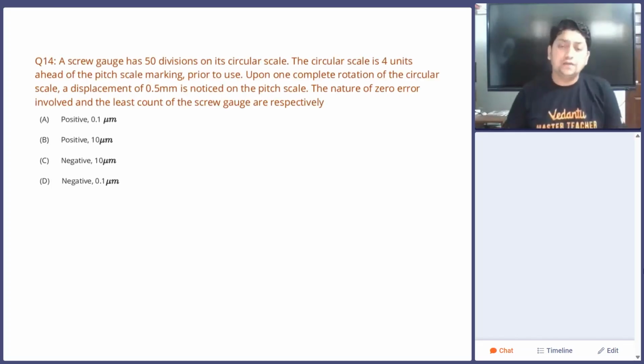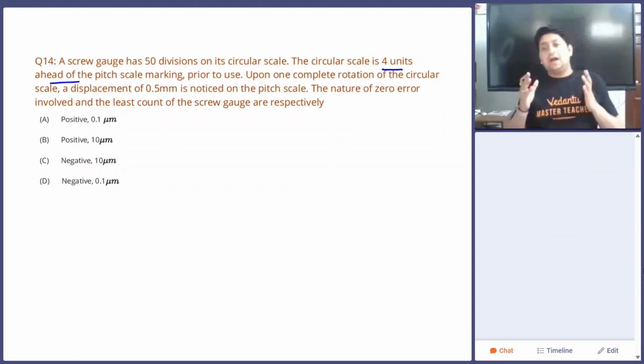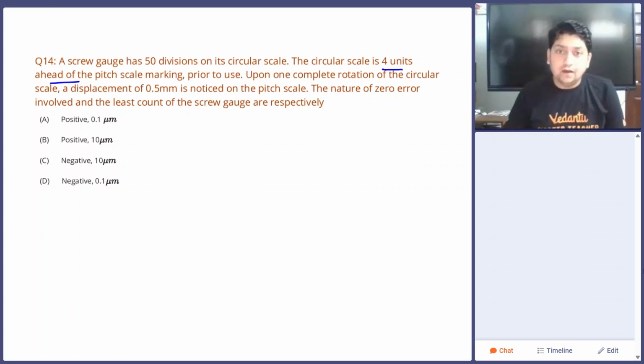A screw gauge has 50 divisions on its circular scale. The circular scale is 4 units ahead of the pitch scale marking prior to use. Okay, so it means it has a positive zero error. Upon one complete rotation of the circular scale, a displacement of 0.5 mm is noticed. It means the pitch is given. The nature of zero error involved and the least count of the screw gauge are respectively?